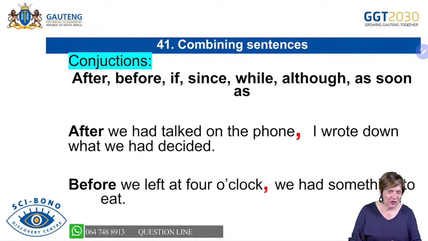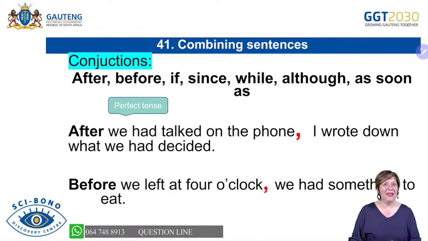And on the screen I've got 2 examples. After we had talked on the phone, comma, I wrote down what we had decided. Before we left at 4 o'clock, comma, we had something to eat. So please remember these ones, that you need to include a comma when combining 2 sentences together using these conjunctions.